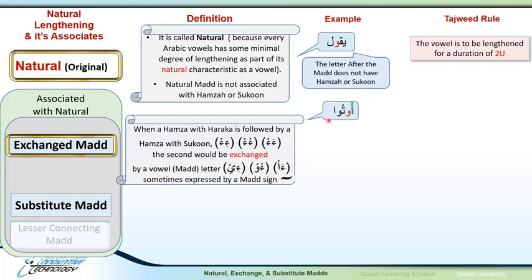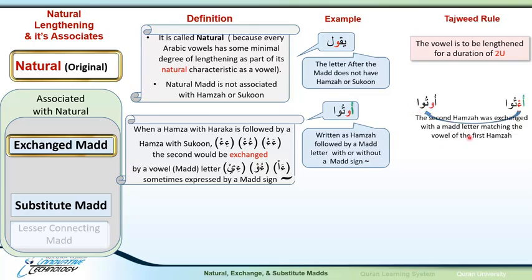And now let's take an example that will illustrate it. U-tu, we exchange the second hamza with a waw, it becomes oo-too. So we write it as a hamza followed by a med letter, by a waw here, sometimes with a med sign, sometimes without it. And the hukum is we exchange the hamza with a waw vowel. So the second hamza is exchanged with a waw in this case, and that waw is to be lengthened for a duration of 2 units, similar to that of the natural original med. That's why we associate it with it.